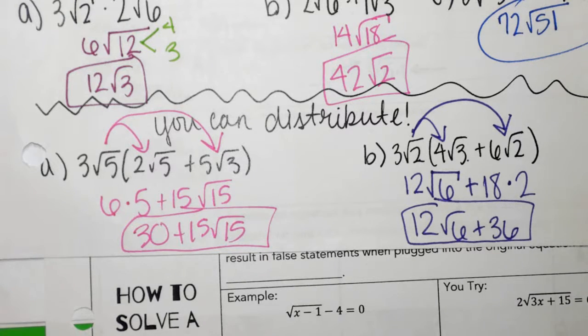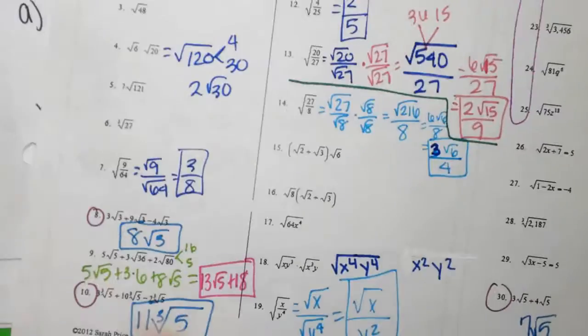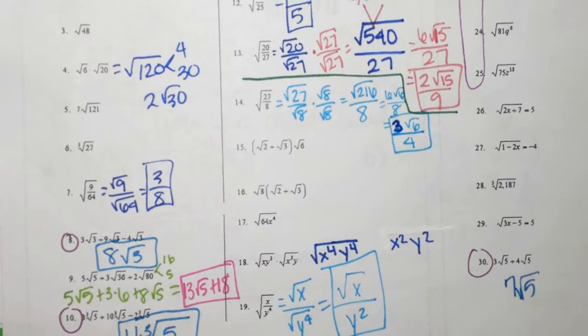We can also FOIL radicals. It's easy. I'll show you next. Alright, please do 15 and 16.